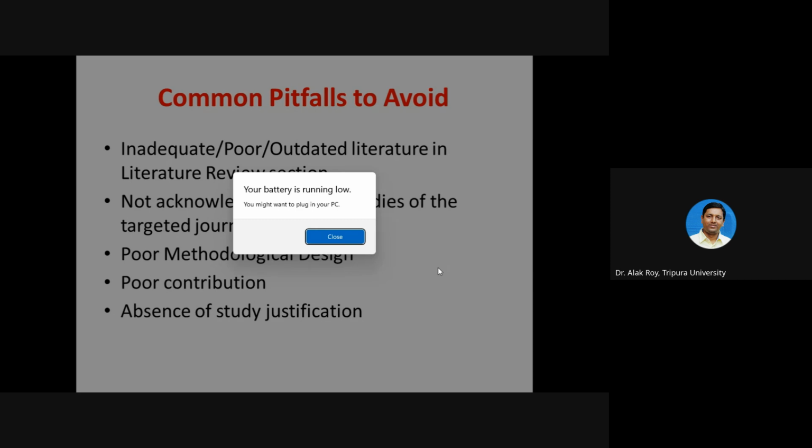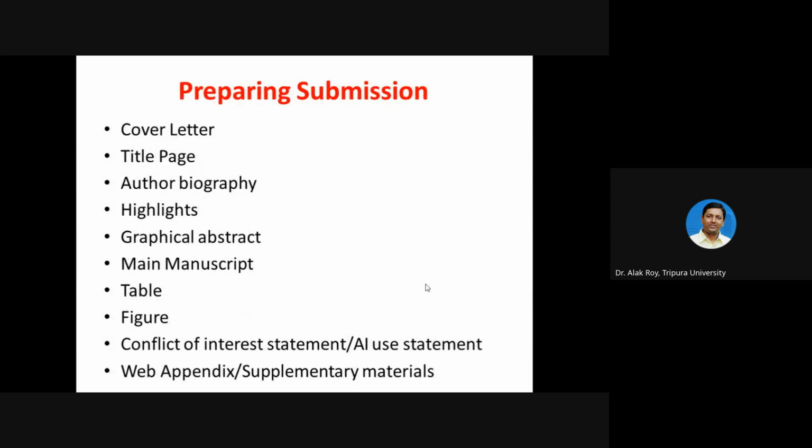Poor methodological design, then your poor contribution, जो मैंने बोला था discussion contribution, and absence of study justification. क्यों कर रहे हो? तो ये कुछ common pitfalls है जिसकी वजह से this is the thing where the problem is there.